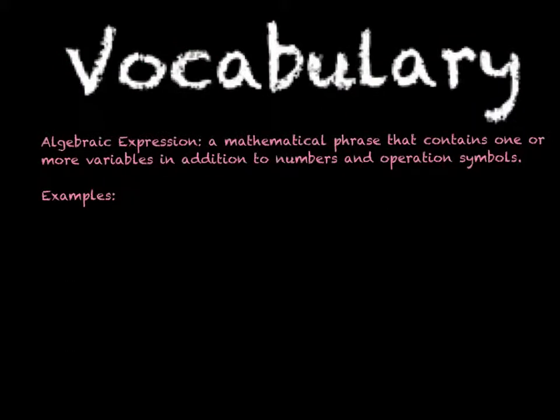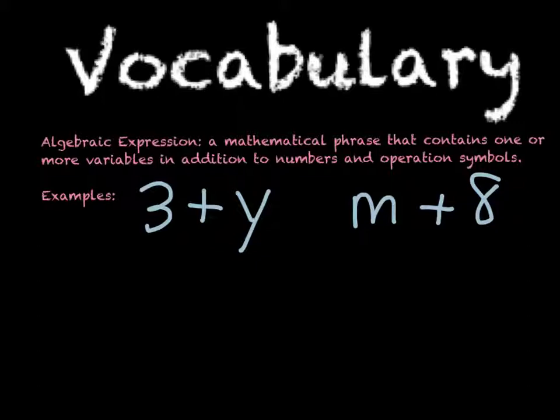The next important vocabulary term for us to go over is the algebraic expression, which kind of combines the numerical expression with the idea of variables that we've just talked about. An algebraic expression is a mathematical phrase that contains one or more variables in addition to the numbers and operation symbols. So some examples you might include of algebraic expressions would be 3 plus y, or m plus 8, or x minus 2.